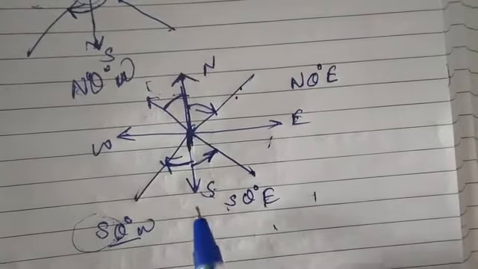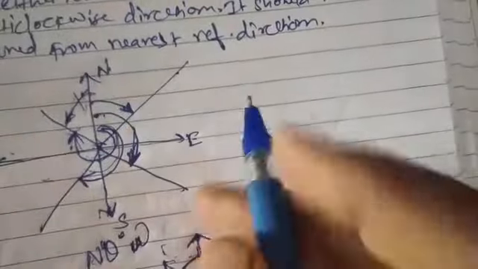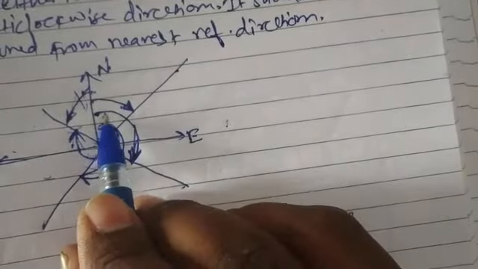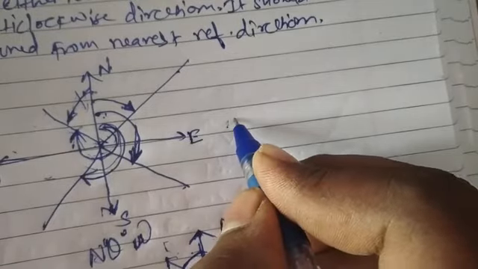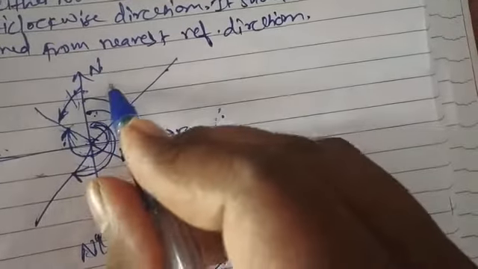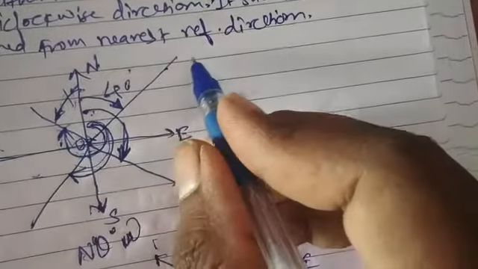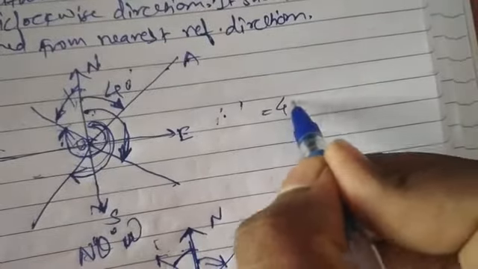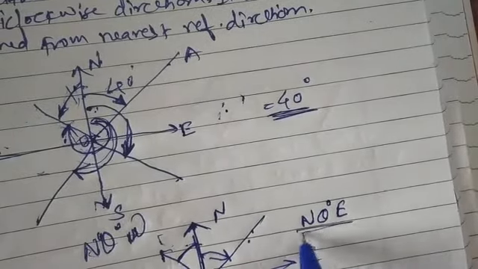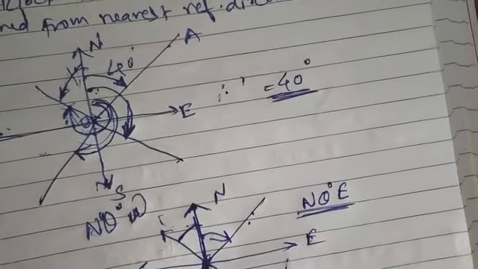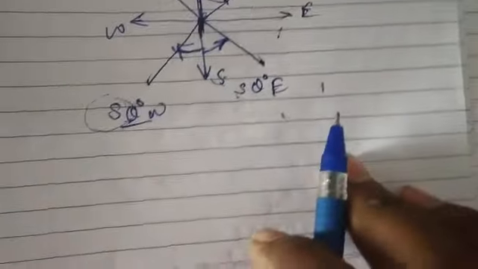So this is how the representation of quadrantal bearing is done, whereas in the whole circle bearing we'll just represent the bearing by writing the angle in degrees. So suppose if it is 40 degree, then we'll represent the bearing of line OA as 40 degree only. This is how whole circle bearing is represented, and this is the representation for quadrantal bearing. Now let's see how to convert whole circle bearing into quadrantal bearing and quadrantal bearing into whole circle bearing.